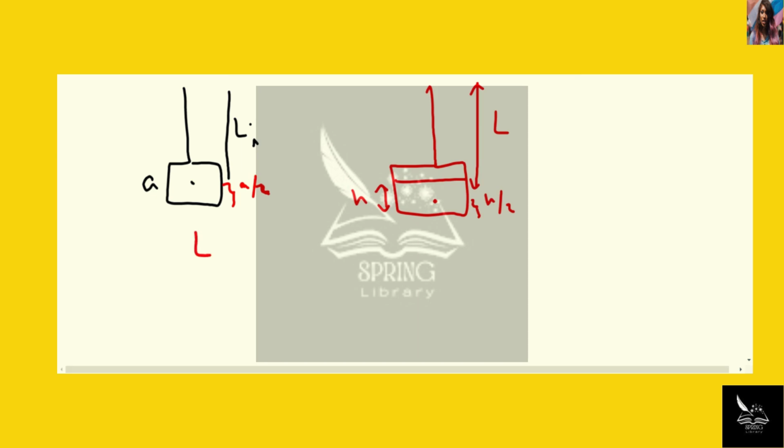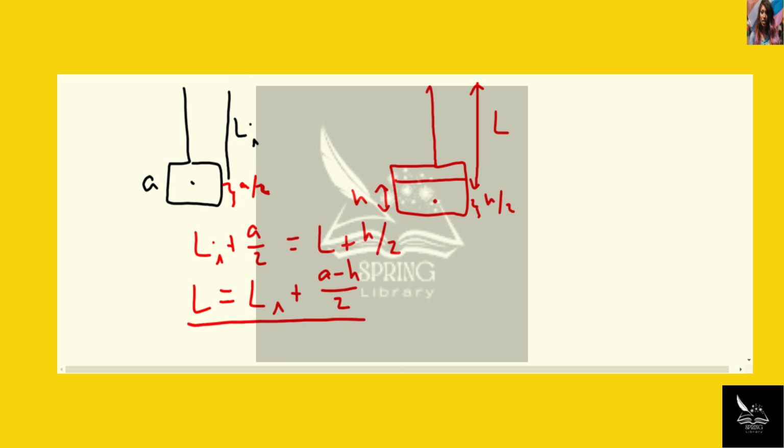The block hasn't moved. So we have Li plus A over 2 has to be L, whatever the general length will be, plus H over 2. We care about that length. So it's Li plus A minus H over 2. That's the thing that's going to go into the period formula. So now what I'm interested in finding is what is H as a function of time.